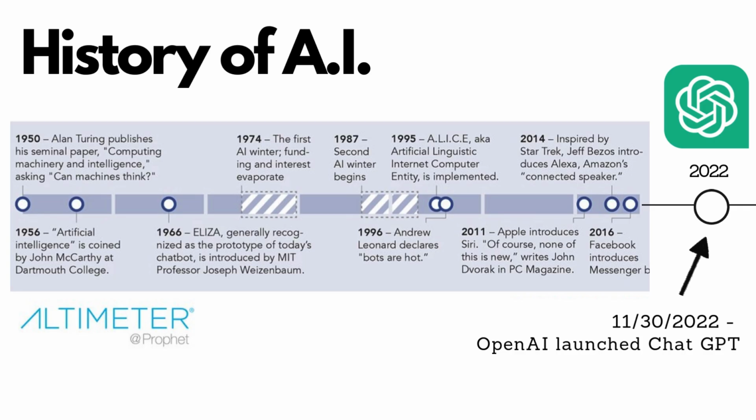So, AI is not new. Artificial intelligence has been around for a very long time, but until recently, specifically November 30th, 2022, when OpenAI launched ChatGPT, that kind of changed everything because artificial intelligence and generative AI got very, very advanced.